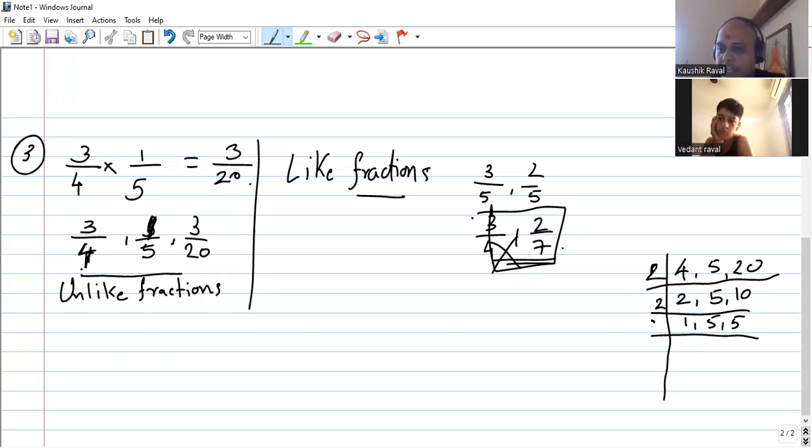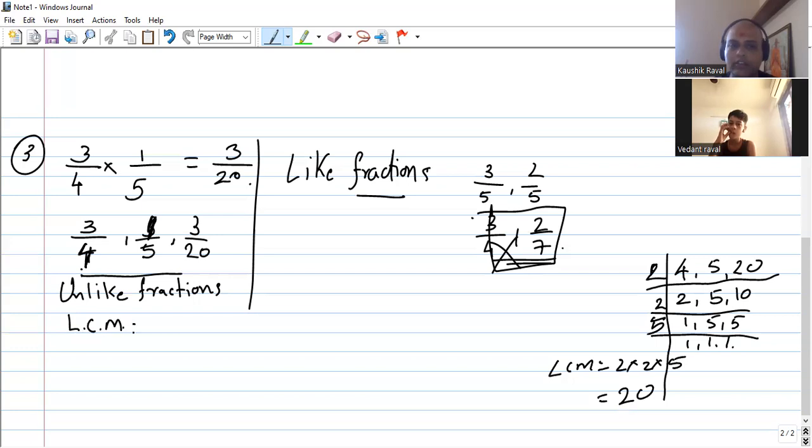So we go for the next prime number, 3. 3 is not a factor of 5. So we go for 5. 1, 1 and 1. We are done. So what is your LCM here? 2 by 2 into 5. So 2 2s are 4. 4 5s are 20. 20. Very good. LCM is 20. So you have to write it here.